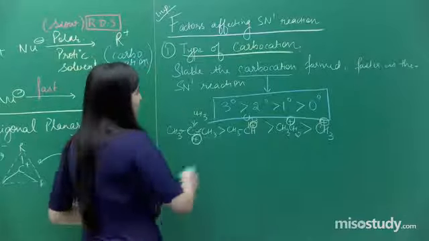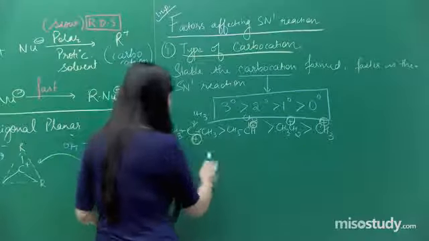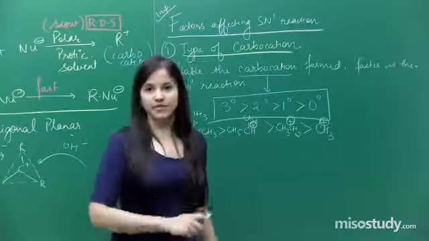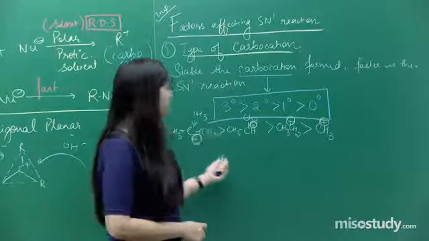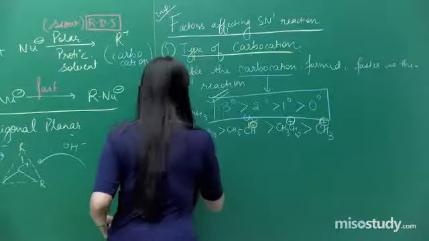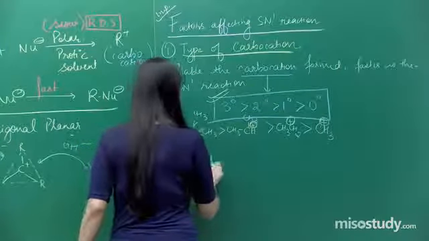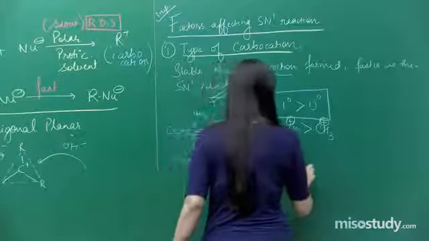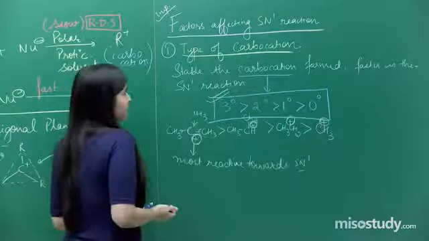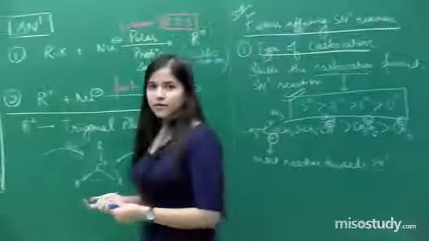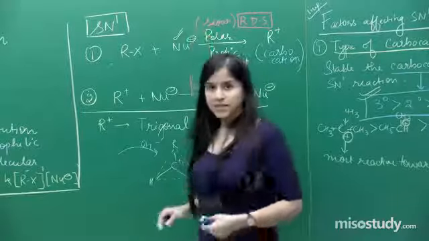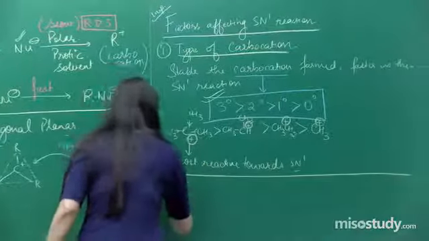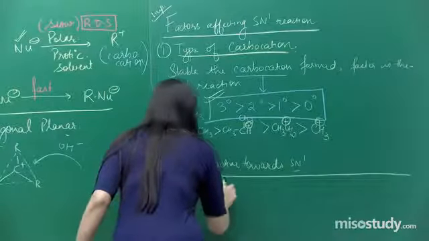Now, as soon as a stable carbocation is formed, I can have the nucleophilic attack faster to it and I can get my desired product very quickly. Clear? So the tertiary carbocation will be most reactive towards SN1. Fine. Now, the use of nucleophile. What type of nucleophile do we need to use? That is another factor. So let us consider factor number 2: type of nucleophile.